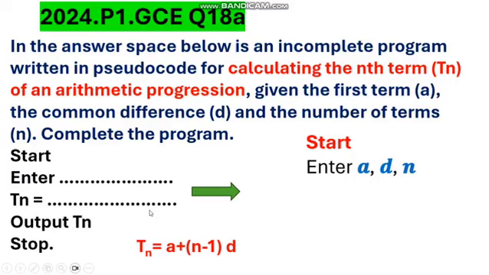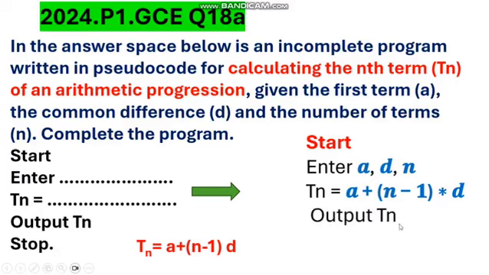Then after that, we need to show the process, or the formula, which is the same formula right here. The only thing that we are going to add here is the times d. So we write this same formula: the nth term is equal to a plus, in brackets, n minus 1, close bracket, then times the common difference. Then from there, we need to show the output, which is the nth term. You write it down. Then you are going to stop the program, as you can see. So we have completed this pseudocode, which was used for calculating the nth term of an arithmetic progression.